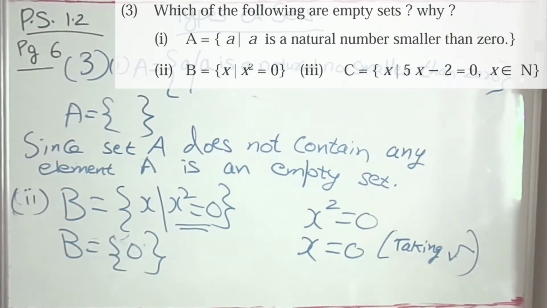Is B an empty set? No, because it contains an element. The number of elements in B is 1. So you can write B is not an empty set. Only if the set is empty do you have to tell the reason. Otherwise, you just state B is not an empty set.